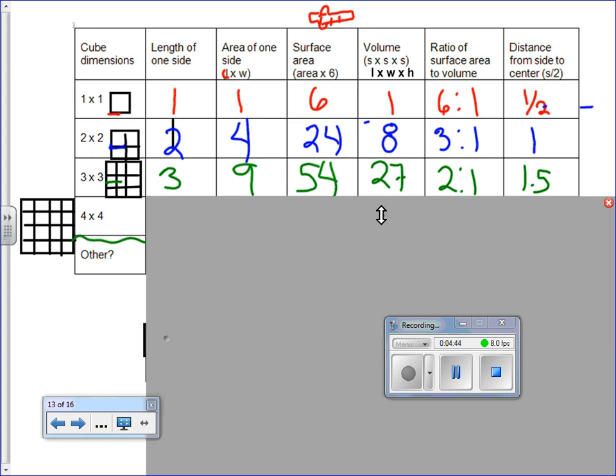There's 6 sides, so 9 times 6 is 54. 3 times 3 times 3 is 27. And if you look at that, 2 to 1. So what does that mean?